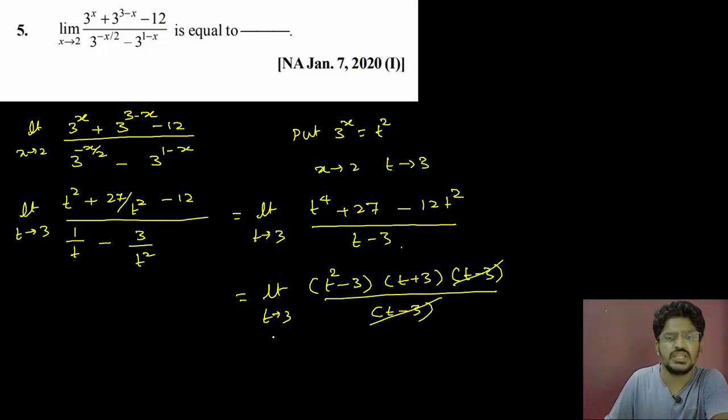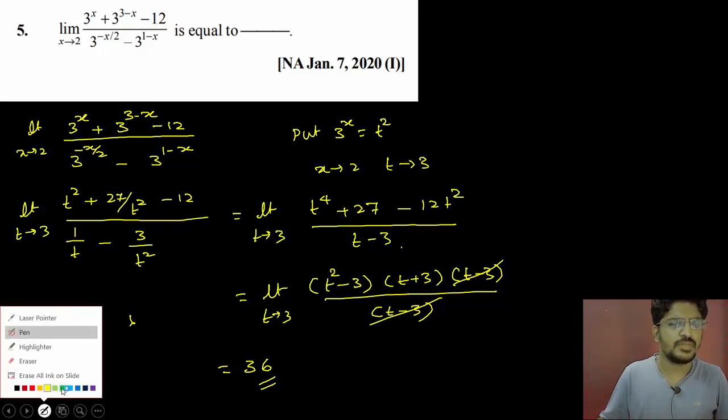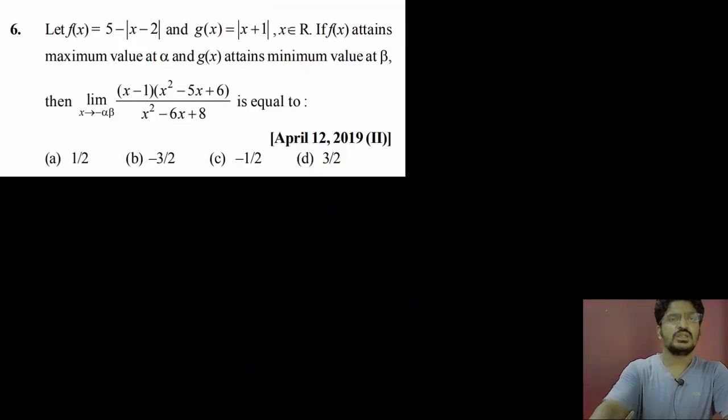Cancel t minus 3 and t minus 3. So now this will be equal to t tending to 3. 3 square is 9. 9 minus 3 is 6. Okay. You will get 6. 3 plus 3 is 6. So 6 into 6 is 36. So 36 is going to be the answer for problem number 5. Okay. Answer is equal to 36. Clear? Okay. So very simple problem, but you have to be very careful. Now let us go for the next problem.